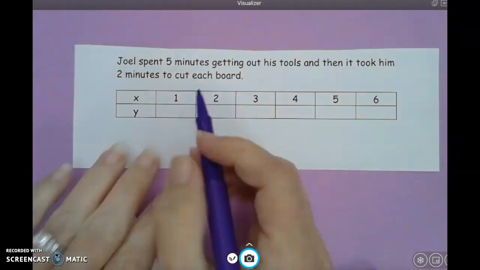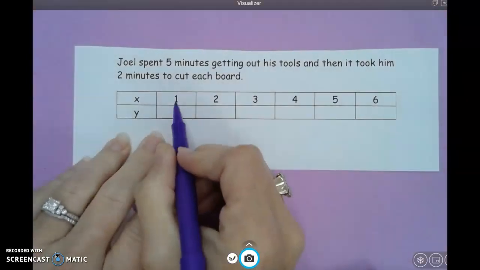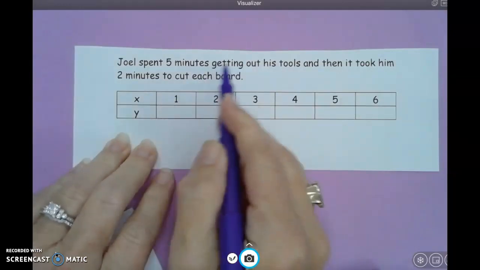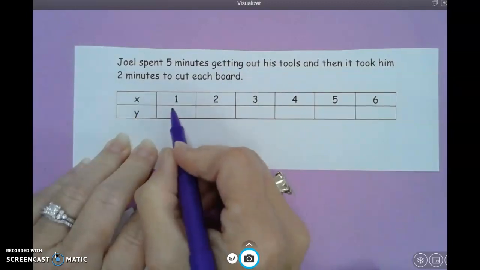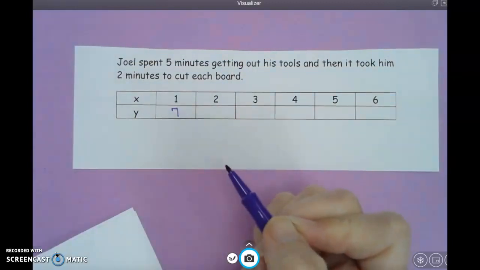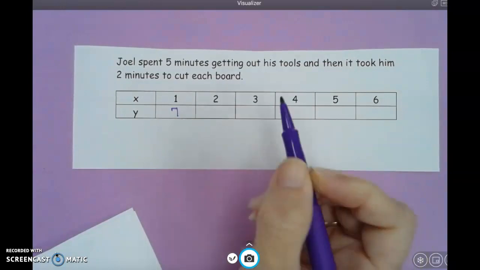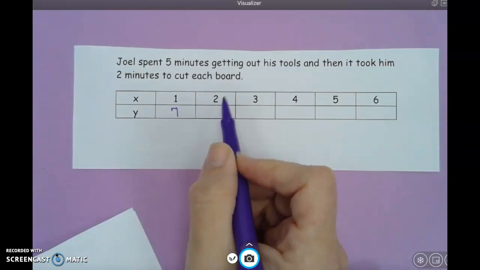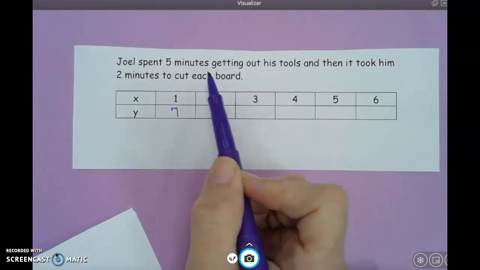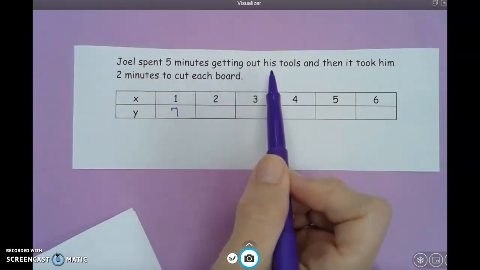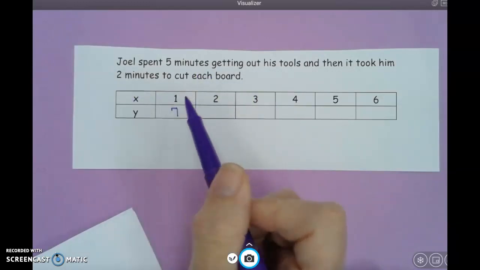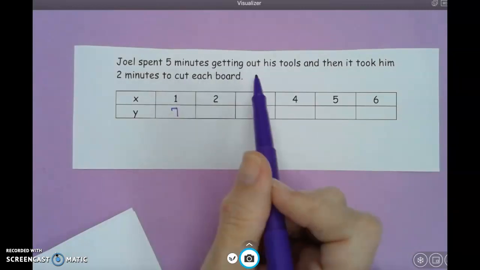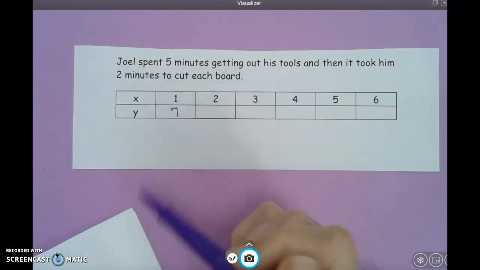So if we think about what's happening with one board, well, he got 5 minutes to get his tools out, and then 2 minutes to cut it out. So he spent 7 minutes. Now, where it starts to get a little bit confusing is, okay, if I'm going to cut 2 boards, do I have to use 5 minutes and 5 minutes? And 2 and 2? Or it says that he spent 5 minutes getting his tools out. So he only has to do that one time.